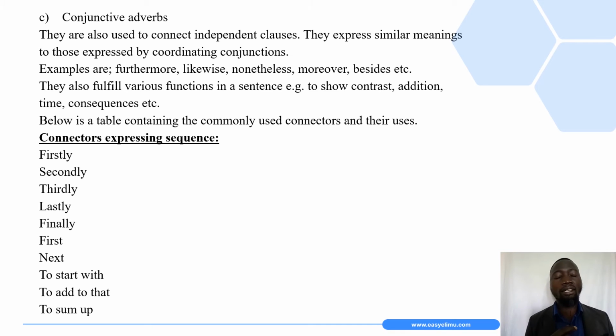The third group or category of the sentence connectors that we have are the conjunctive adverbs.